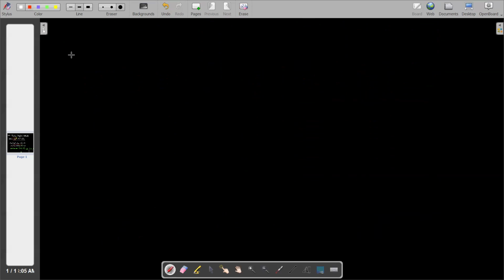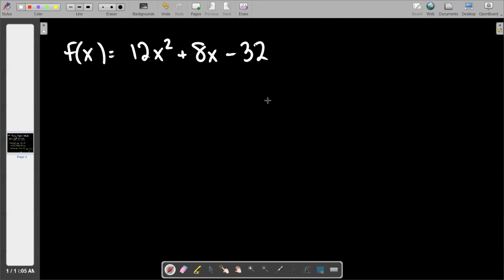All right, our next one is f of x equals 12x squared plus 8x minus 32. What do we have to do first? It's perfect, yes. We have to divide all the terms by 4. Right? When the GCF is just a number like this, what does that mean? It's not going to have any impact on the graph, right?